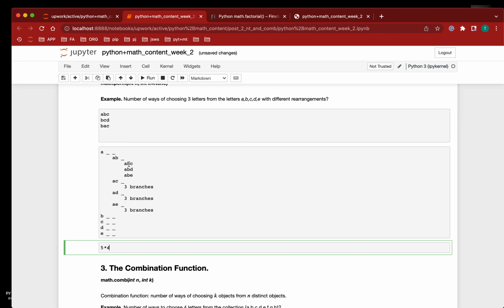And then from each of them, so in the AB branch, there are ABC, ABD, and ABE. So times 3. And then since we're only choosing 3 letters, we're done, right? So we have ABC, ABD, ABE. So to count all the different rearrangements, we just have to calculate this, which is what? It's just 60.